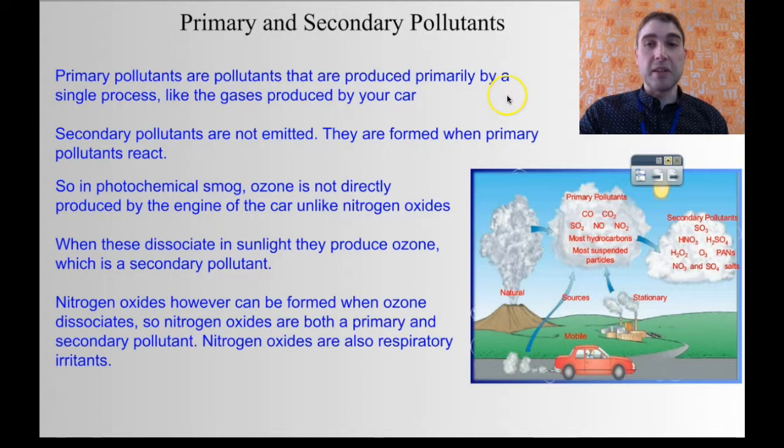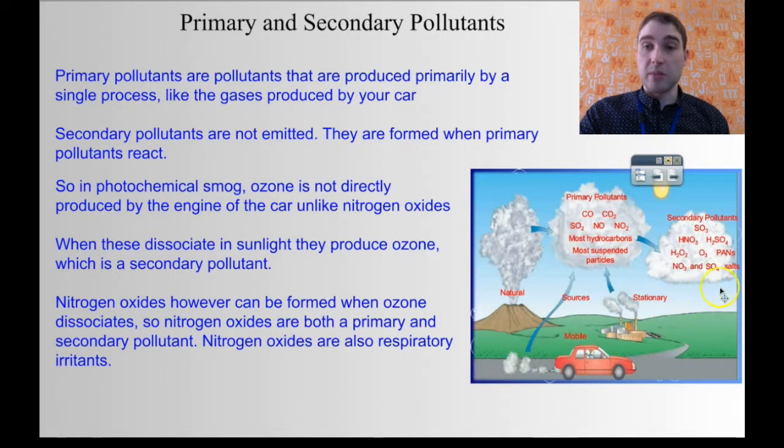Primary pollutants are pretty much exactly what's coming out the tailpipe of a car, for example. So it's the thing that's produced primarily by a process and then emitted. You don't emit secondary pollutants. They form when you get reactions of primary pollutants with other primary pollutants or with things that are existing in the environment. So ozone is one of the things that's produced.